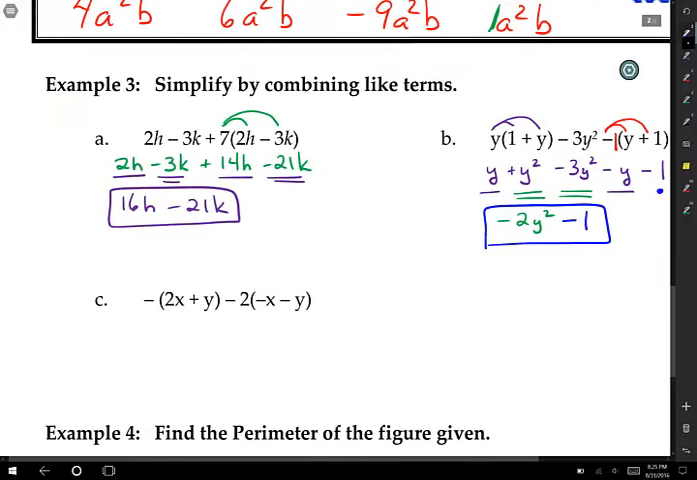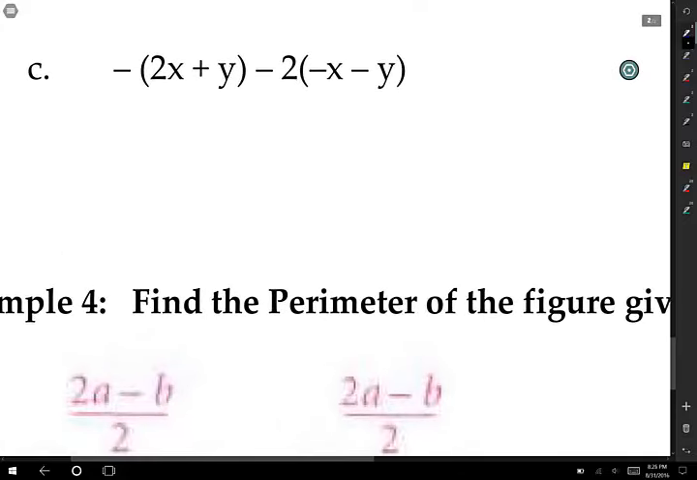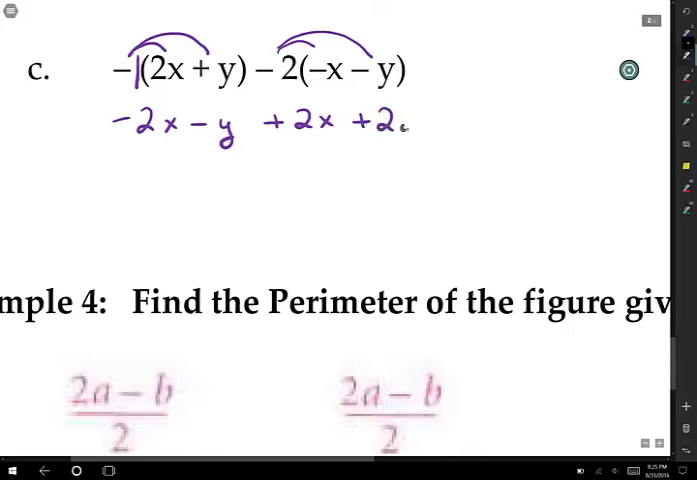Let's slide over here and look at C. The biggest challenge on this problem is going to be distributing before we combine. Once again, realize you have a minus 1 out front that you're going to need to distribute, and then we'll also distribute the minus 2. Here we go: negative 2x minus y plus 2x plus 2y.